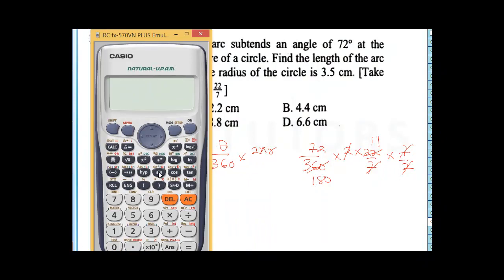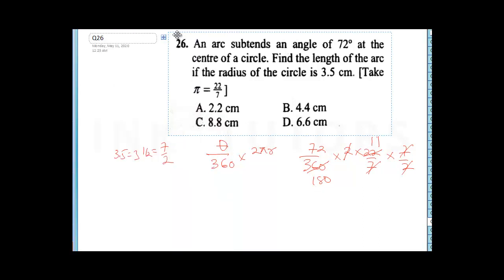72 times 11 divided by 180. So our final answer is going to be 4.4 cm. So the final answer it's 4.4 cm. So the correct answer it's B.